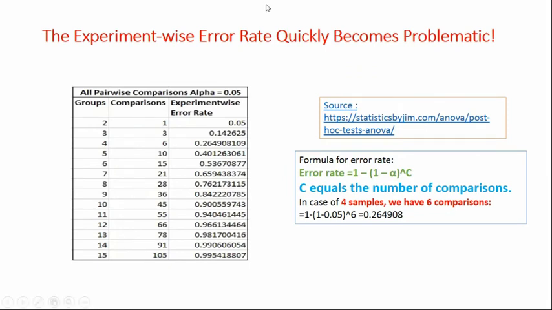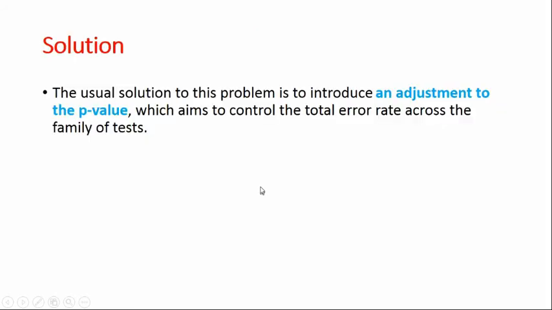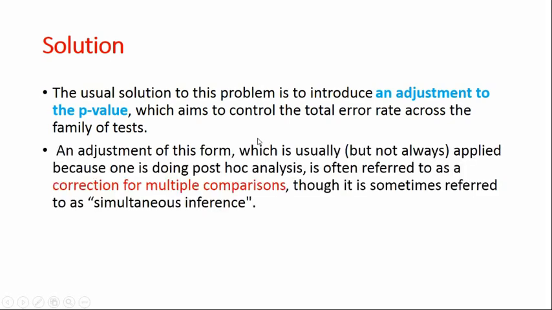The experiment wise error rate quickly becomes problematic. In my case, there are 4 samples, so I have to make 6 comparisons. If I perform 6 comparisons, my error rate will be 0.264902. This is the formula to calculate error rate. So I will not perform 6 comparisons separately. To control the error rate, I will perform a post hoc test. The solution to this problem is to introduce an adjustment to the p-value, which aims to control the total error across the family of tests.